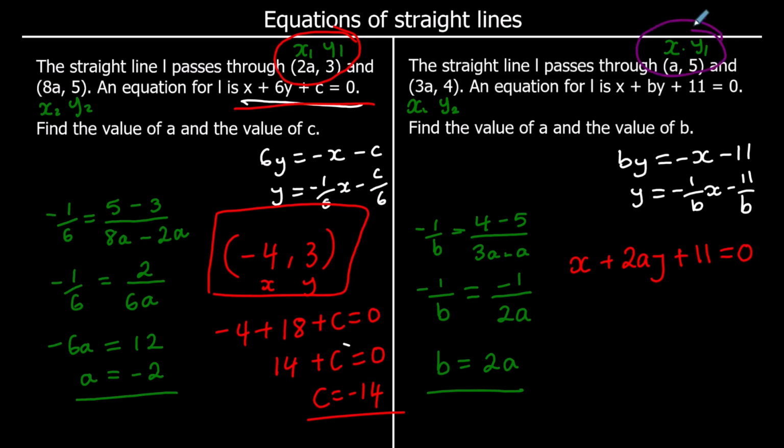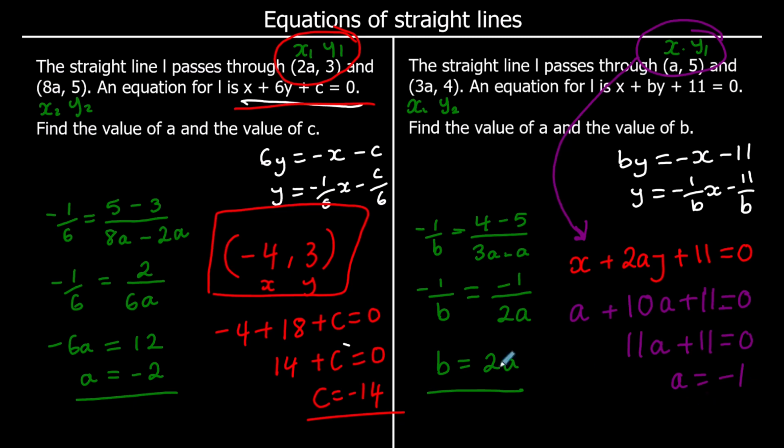I can use my coordinates and substitute them in for x and y, and then a will be the only unknown. So change x into a, change y into 5, so 2a times 5 is 10a. So I've got a plus 10a plus 11 equals 0. So 11a's plus 11 equals 0. a must be negative 1. And then b is 2 lots of negative 1. b is negative 2.